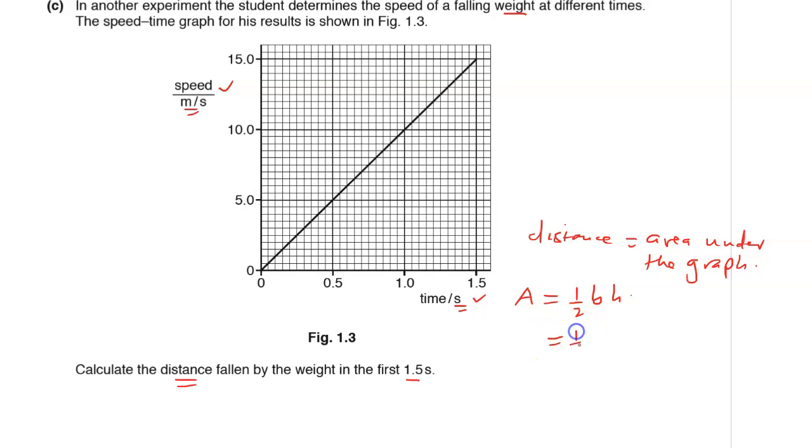In this case, the base is 1.5, from here to here, times the height. The height, you can see, is 15 meters per second. Of course, you can also write it this way: 1.5 seconds times 15 meters per second. The second will cancel, so the unit that will remain is meters. When you key in these values in your calculator, you will get 11.25 meters.